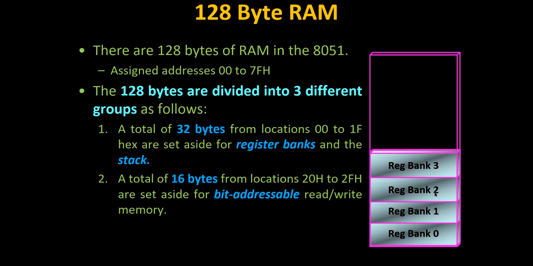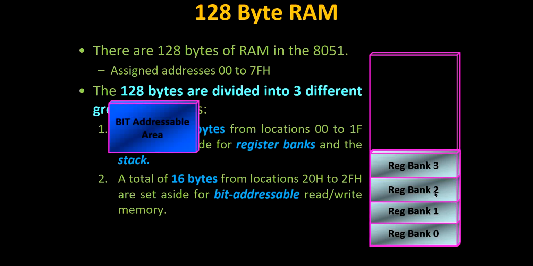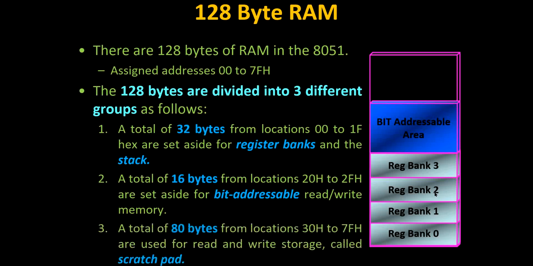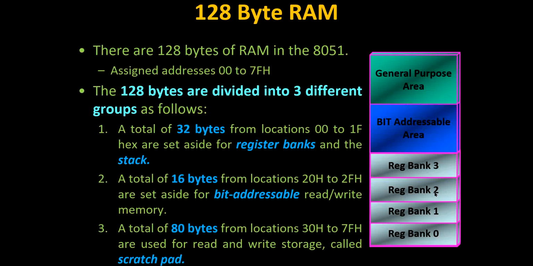A total of 16 bytes from location 20 to 2F are bit addressable. There we can read and write the memory by bit with individual address. And third, we have a total of 80 bytes from location 30 to 7F used to read and write the storage, called scratch pad or general purpose register.